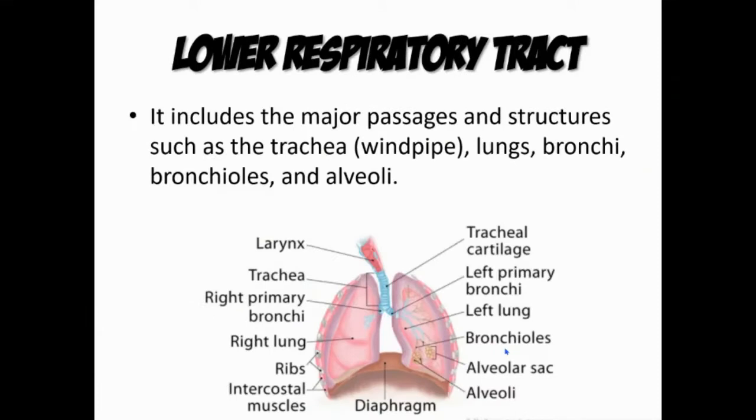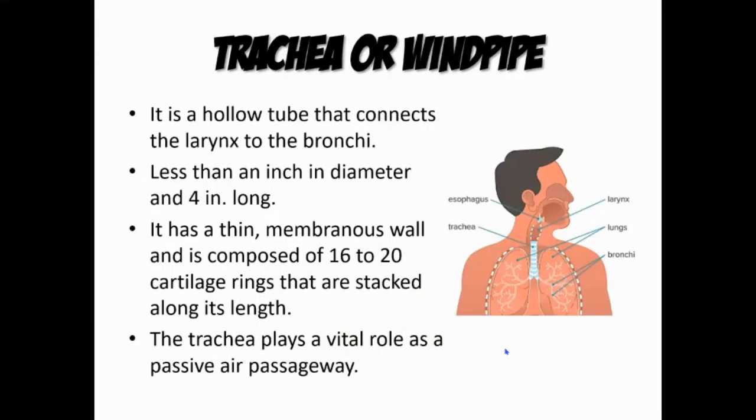So, mapunta na tayo sa lower respiratory tract. It includes the major passages and structures such as the trachea or the windpipe, lungs, bronchi, bronchioles, and then alveoli. Mapunta muna tayo sa trachea, or yung windpipe natin. It is a hollow tube that connects the larynx to the bronchi. It is less than 1 inch in diameter and 4 inches long. It has a thin membranous wall, and it is composed of 16 to 20 cartilage rings that are stacked along its length. Yung trachea plays a vital role as a passive air passageway.